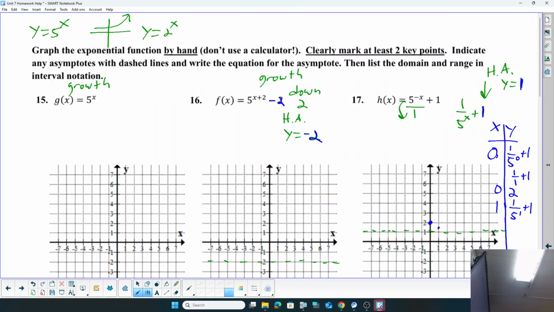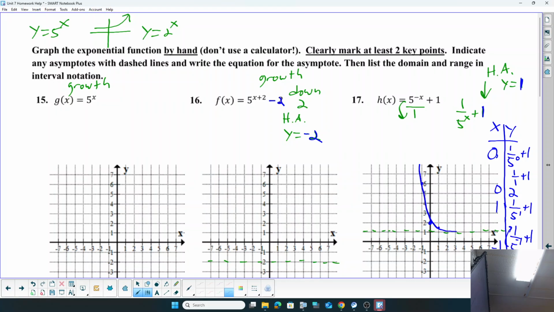What if we go back 1? What if we go -1? Well, that would be 1 over 5 to the -1 plus 1. And that's going to bring it up to the top. So if you plug in x equals -1, you're going to bring that up to the top, and it's going to be 5 plus 1 is 6. So that's going to be, let's see, -1, so back 1, up 6. Woo! So now you can see that this is decay, right?